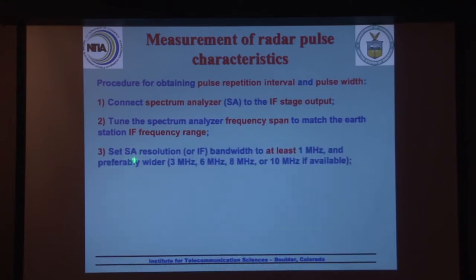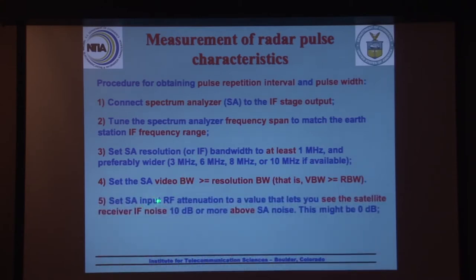Then set the spectrum analyzer resolution bandwidth, also called the IF bandwidth, to at least a megahertz. Wider if you can get it, but at least a megahertz. Don't tune it to less than a megahertz. Set the video bandwidth of the spectrum analyzer to be greater than or equal to the resolution bandwidth. The shorthand here is video bandwidth greater than or equal to the resolution bandwidth.